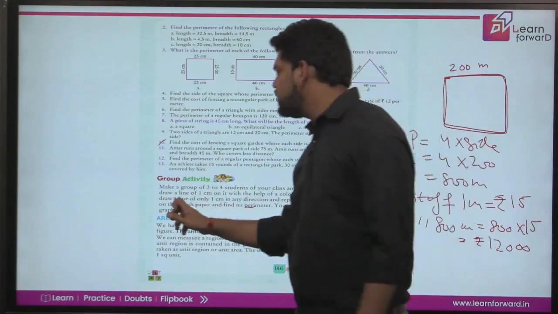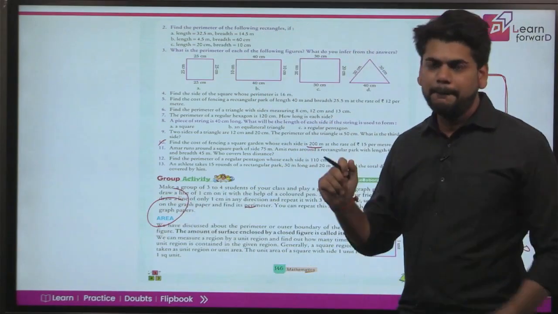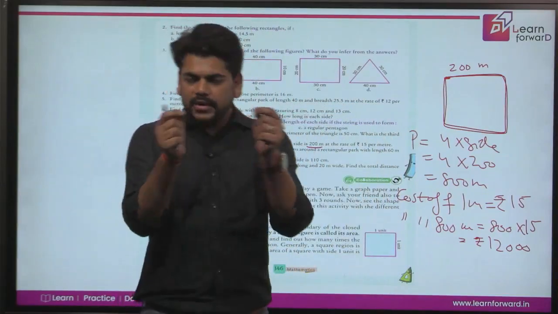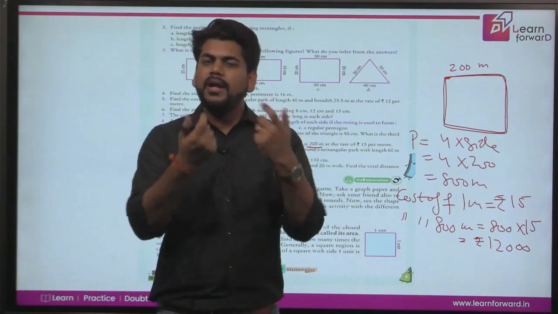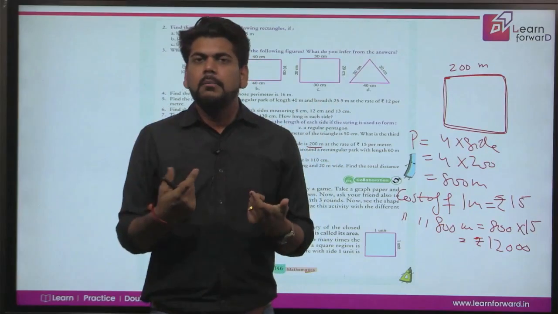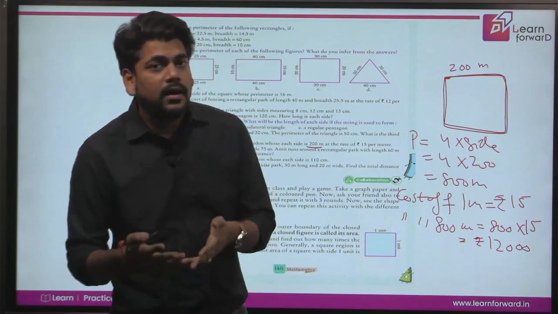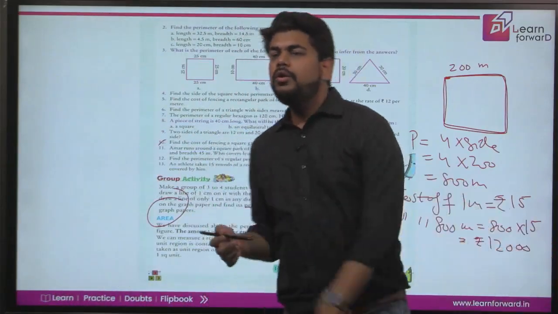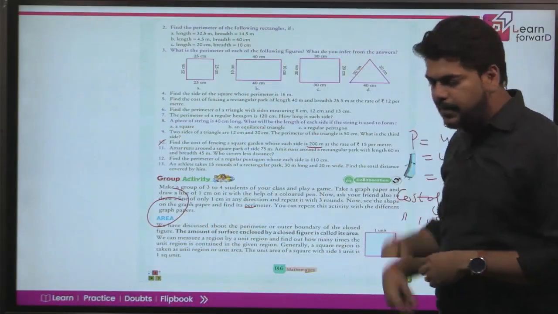Our next concept is area. Now talking about the length of anything, you can put the scale or take the inch tape or anything and you can calculate the length. But how do we calculate the area? Because area is the inside part of anything. To understand how to calculate the area, let me give you a very simple example.